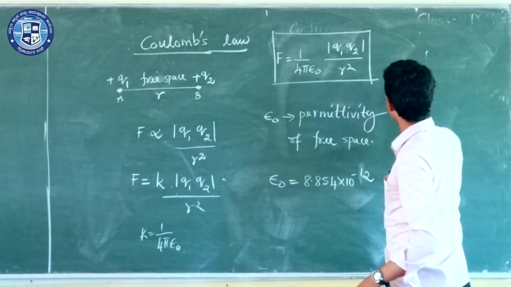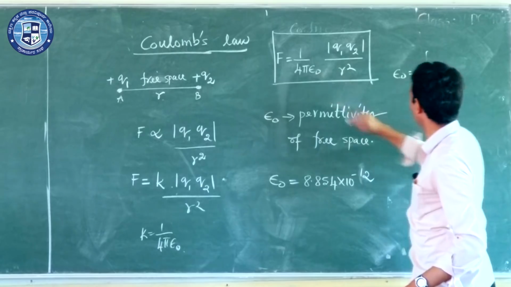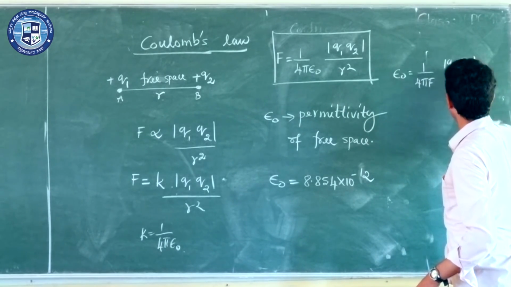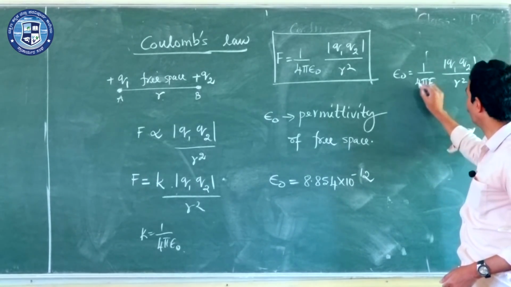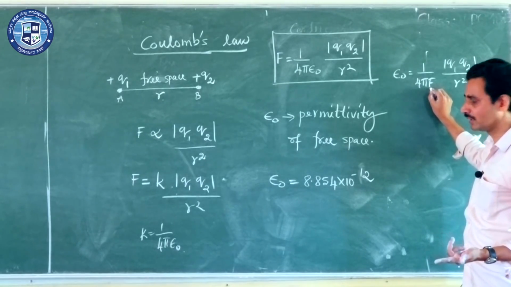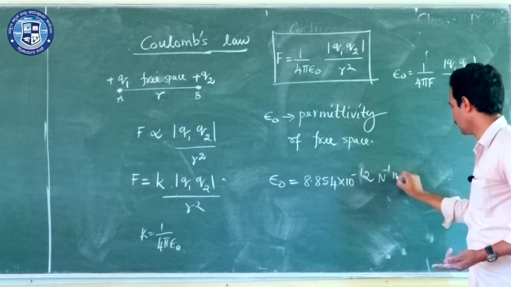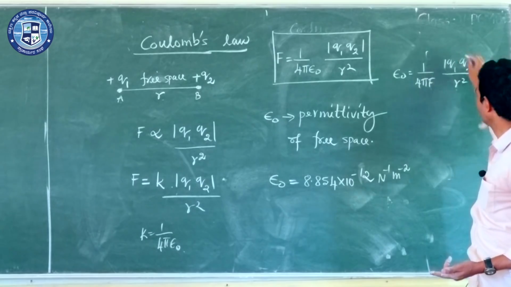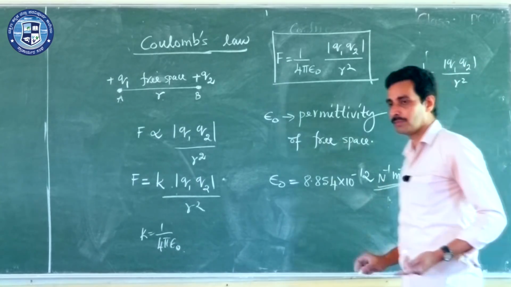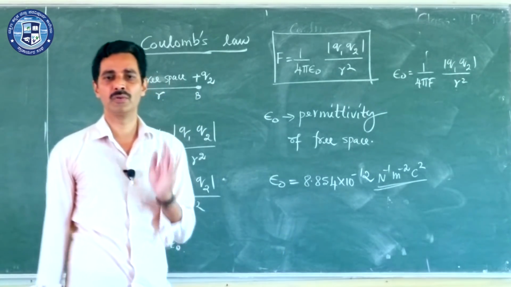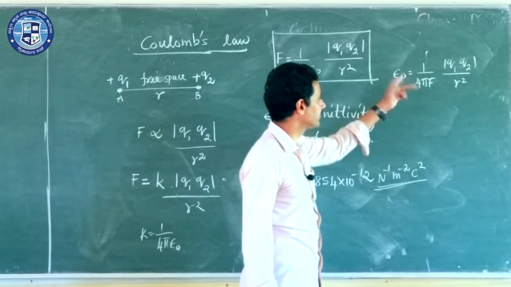So if I write epsilon naught is equal to, what will I get? 1 by 4 pi F, and magnitude of Q1 Q2 by R squared. Now write the unit. Now it is very easy to write the unit. Here you have 1 by 4 pi, no unit. Newton comes in the denominator, so Newton to the power minus 1, and distance comes in the denominator, so meter to the power minus 2, meter square comes to the numerator. Coulomb square is in the numerator only. So this is the unit. Don't learn it by heart. Simply remember Coulomb's law formula, the mathematical form, and then write the unit. Replace F and epsilon naught, you will get the unit.